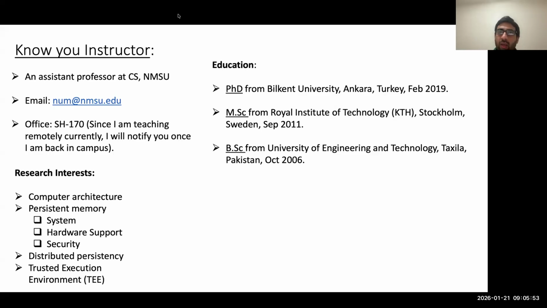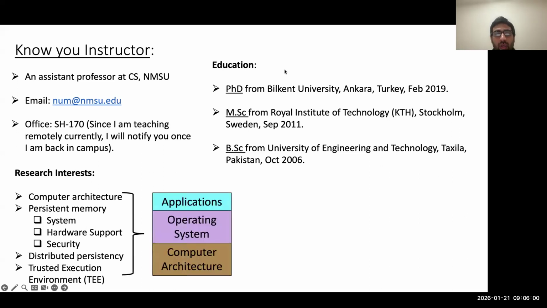And another area which I'm currently exploring is trusted execution environment. So as you can see, these are three, four areas, different but also related to each other. At a higher level, if I want to simply give you a picture of what I'm doing, my research is related to three different layers: operating system, computer architecture, and a little bit of work related to applications as well.